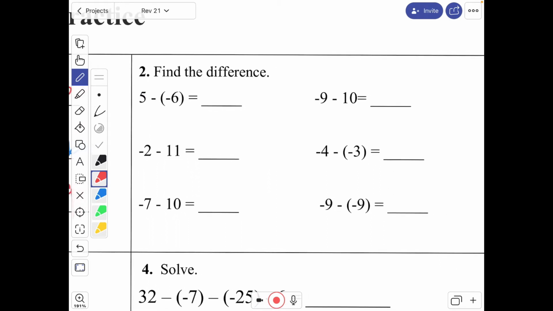Okay, you try number 2. See if you can get those, and I'll put the answer up in just a minute.